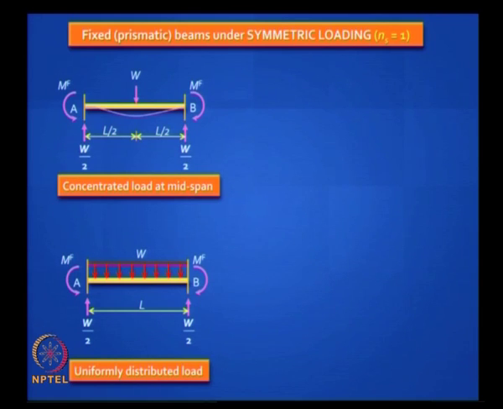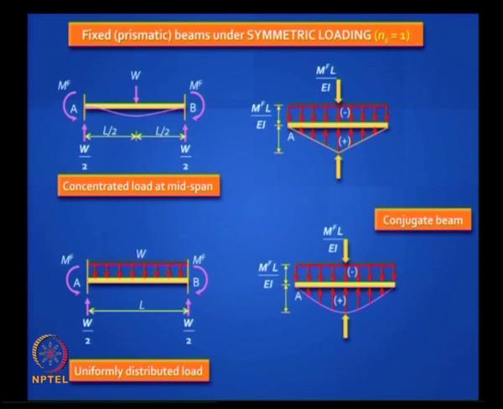The support reactions are W by 2, and the two fixed end moments at the ends will be actually equal and opposite to each other. So we can call it just MF instead of MFAB and MFBA. So if you were to draw the conjugate beams, you will find that finding the fixed end moment is quite easy. The area on the top is, area of that diagram is MF L divided by EI, and that must be equal to the area of the free moment diagram divided by EI.